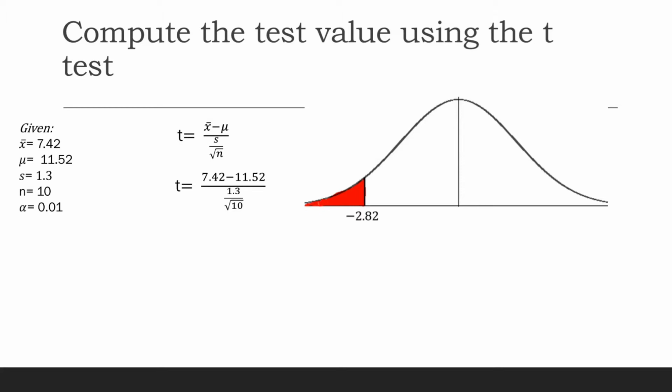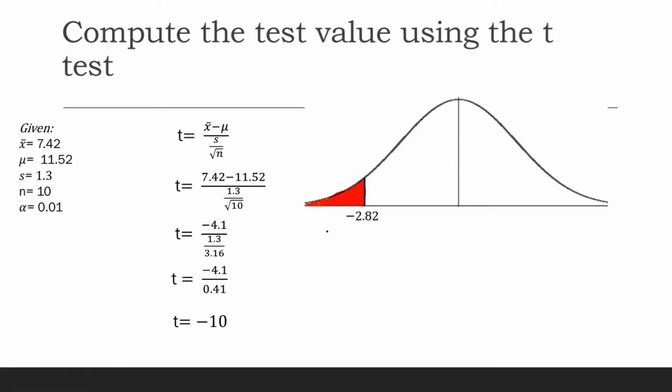Then, let's simplify. 7.42 minus 11.52 is equal to negative 4.1 and then square root of 10 is equal to 3.16. Then, we will simplify 1.3 divided by 3.16. Then, it is equal to 0.41. Then, negative 4.1 divided by 0.41 is equal to negative 10. So, our test value is negative 10.